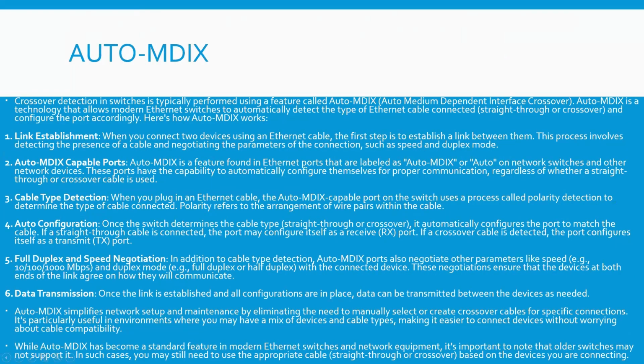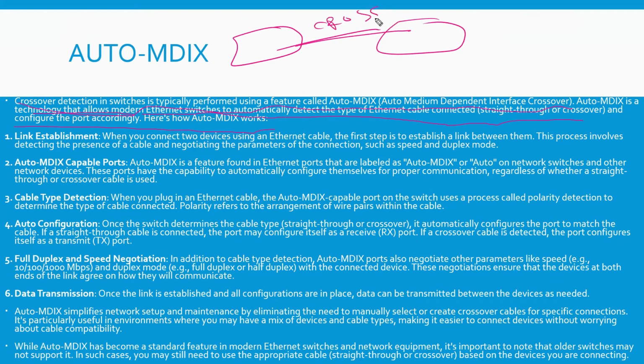Then we have auto MDIX, right? Auto MDIX, which is crossover detection and switching, is typically performed using a feature called auto MDIX, auto media dependent interface crossover. Auto MDIX is a technology that modern Ethernet switches use to automatically detect the type of Ethernet cable connected, straight through or crossover, and configure the port accordingly. So what happens? You have a switch here, you have a switch here. Whatever the cable medium could be, here crossover, or could be here straight through.